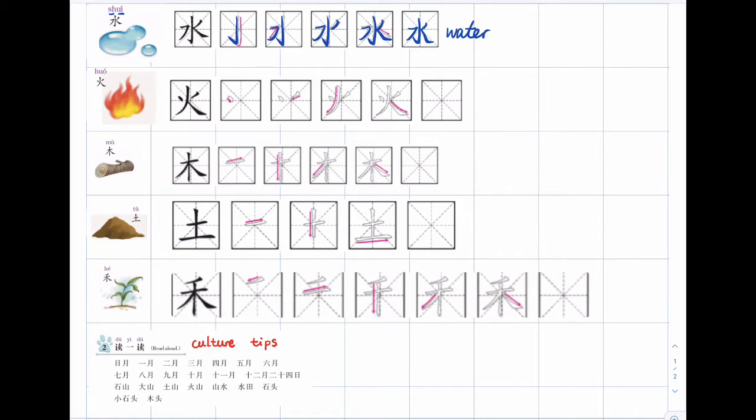So next one, we come to 火. It means fire. Let's see how to write it. 一二三四, 4 strokes again. 火. Okay, and then next one, 木, wood. 木, 一二三四, 4 strokes again. 一二三四, 木.